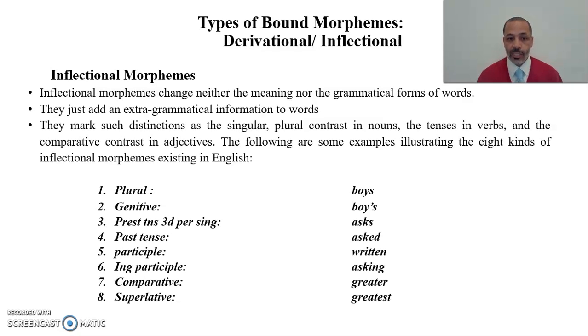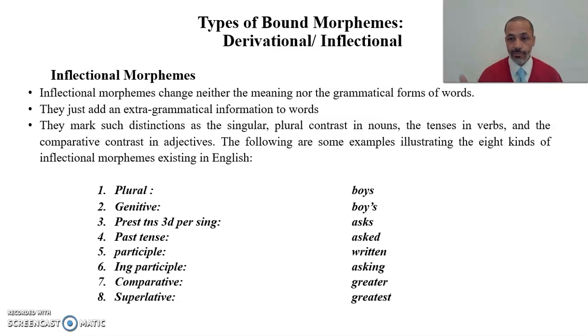They mark such distinctions as the singular and plural contrast in nouns, the tenses in verbs, the comparative contrast in adjectives, and so on. Here are some examples. We have a list of inflectional morphemes in English. You have the plural, which is expressed by s, the genitive, which is expressed by s, and the present tense third person singular, which is also expressed by s. So as you can see, one morpheme can fulfill three different functions: plural, genitive, and third person singular.